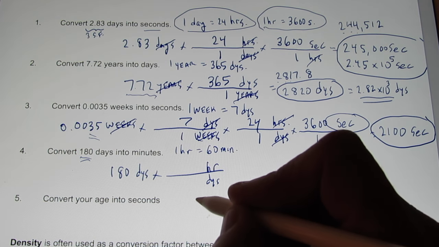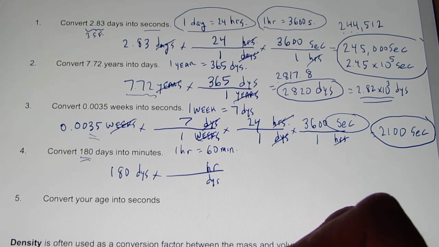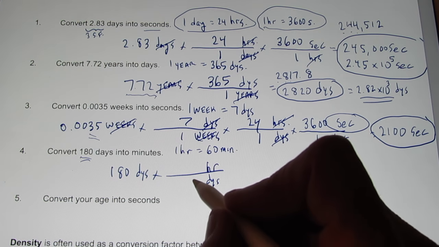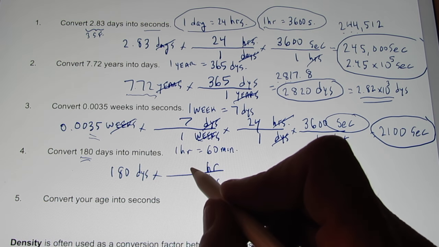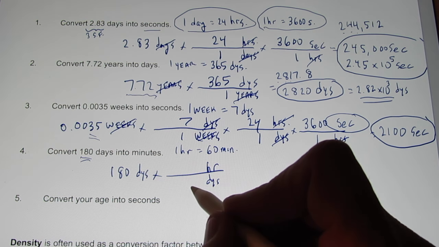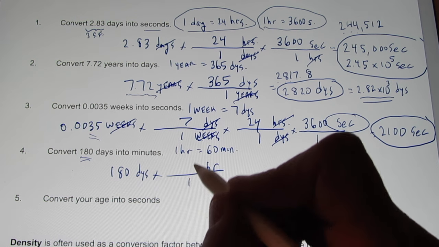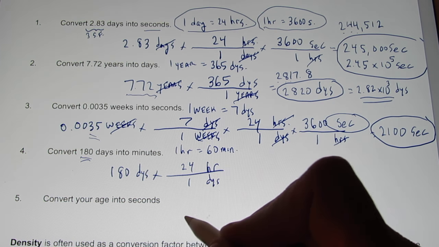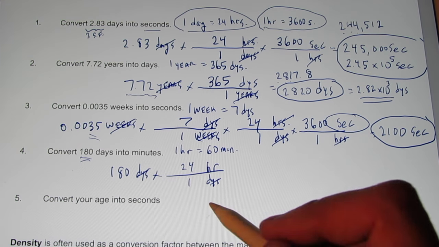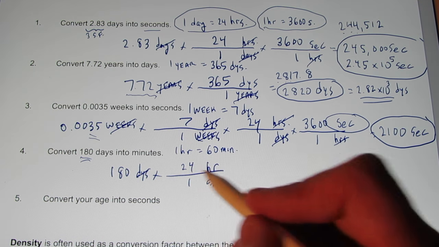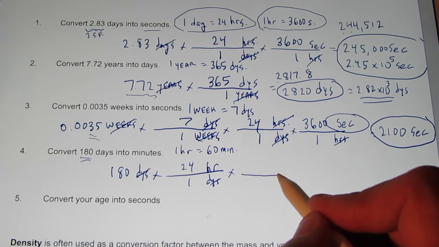Let's see, do I put a 1 by day or hour? Well, what makes sense? If I put a 1 by day, I'd have 1 day would be 24 hours. If I put a 1 by hour, I'd be saying 1 hour is 24 days. Which one makes sense? That's right, 1 day consists of 24 hours. So 180 times 24 would give me my answer in hours. That's a definition, so it has infinite sig figs.